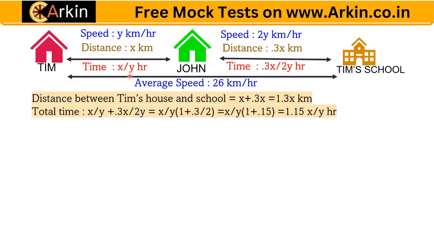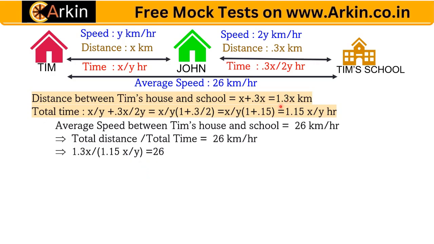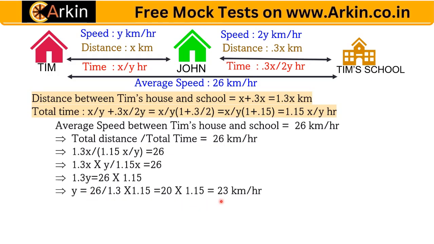Total time taken is x by y plus 0.3x by 2y. And if we add it, we get 1.15x upon y. Now the average speed from Tim's house to Tim's school is 26 km per hour, it's given. And we also know that average speed is equal to total distance upon total time. So total distance here is 1.3x kilometer and total time is 1.15x upon y. So if we make this equation and solve it properly, we will get the value of y as 23 km per hour.